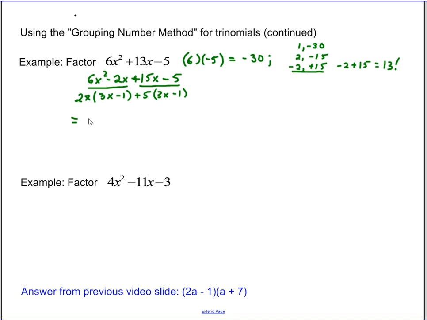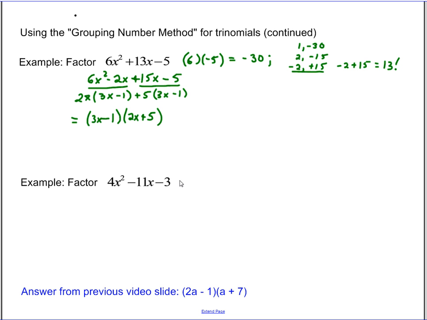So in factored form, this becomes the quantity 3x minus 1 times the quantity 2x plus 5. And again, a check by using the FOIL method would certainly reveal that this must be the case. So there we go. There's our answer. All right, let's try another one this time.